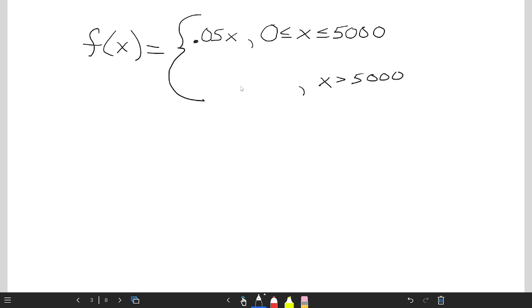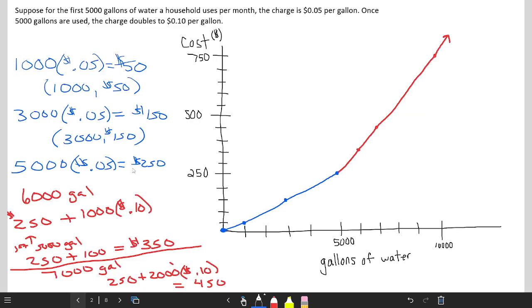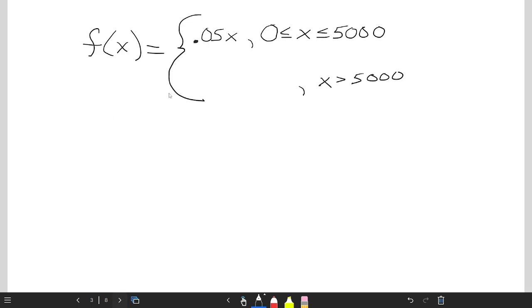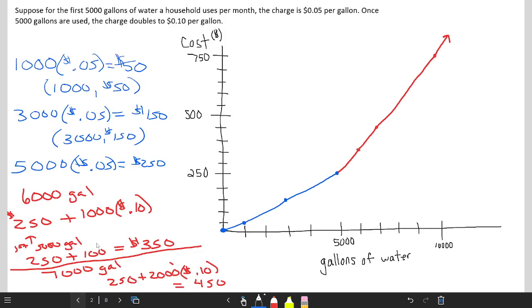Now writing this expression is a little bit tricky, but if you think about how we did it, we said we're going to get charged $250 for the first 5,000, and then we're just adding on to that the additional charge for the extra gallons that were used beyond that. So it's going to be 250 plus, and then it was a rate of 10 cents per gallon.